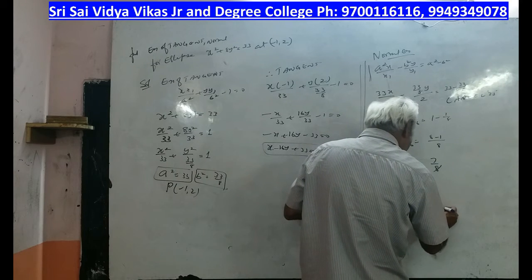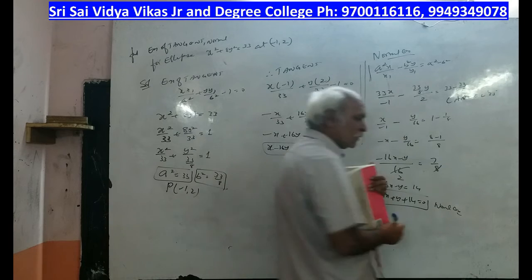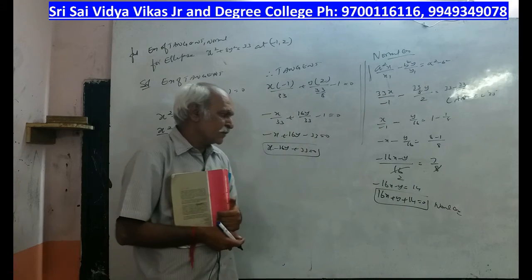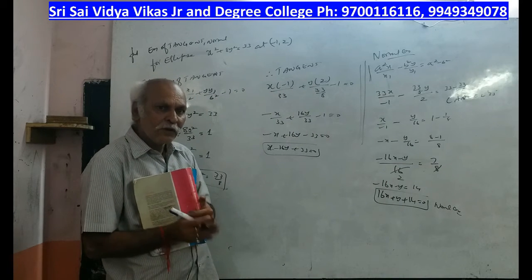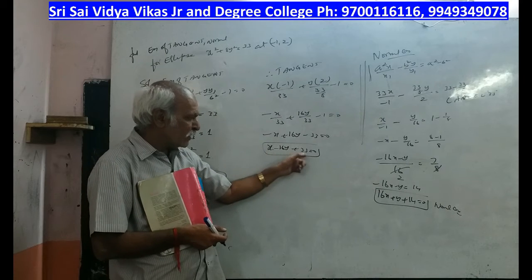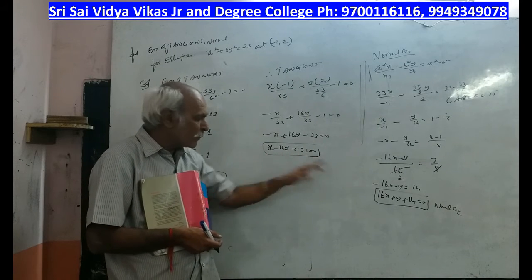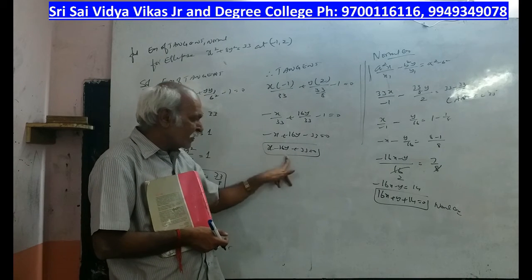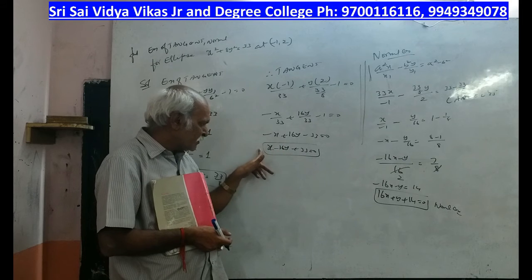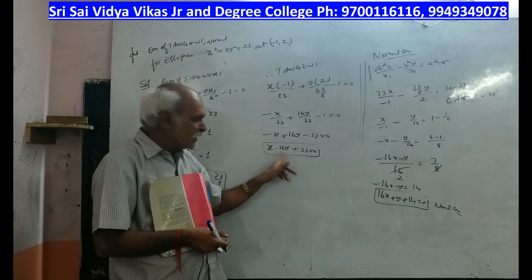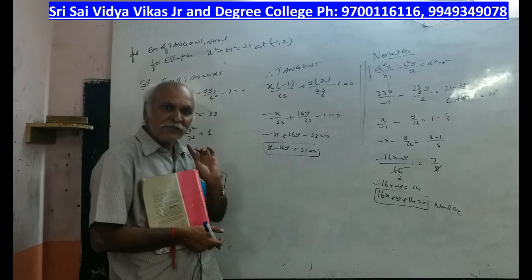That is the normal. Okay, what is the normal equation? 16x plus y plus 14 is equal to 0. Now observe here: x minus 16y plus 33 here, and 16x plus y plus 14 here. They are perpendicular. That's why the x and y coefficients are getting interchanged. 16 is coming to the x coefficient, 1 is coming to y, and minus is becoming plus. That is one important observation.